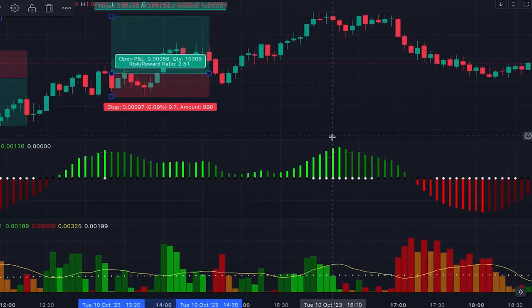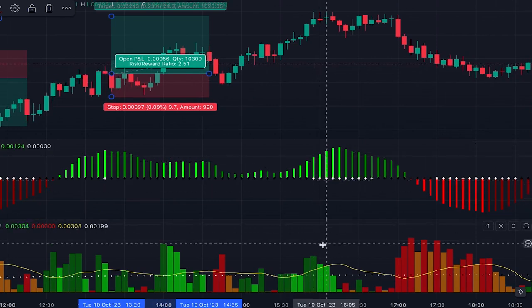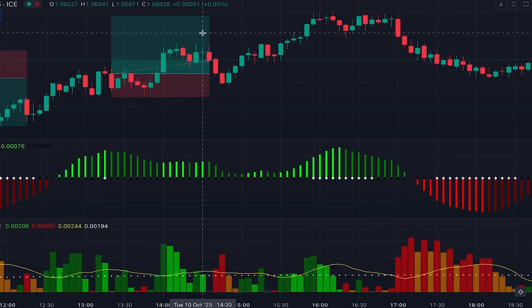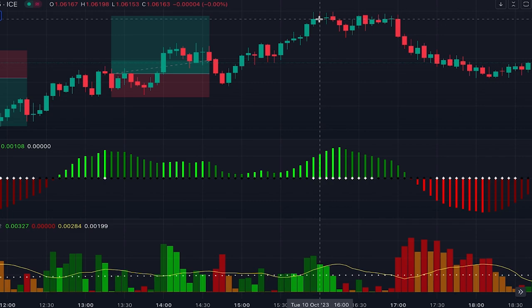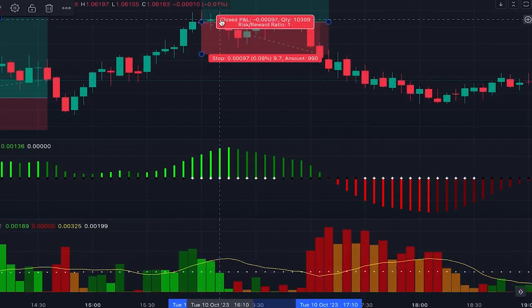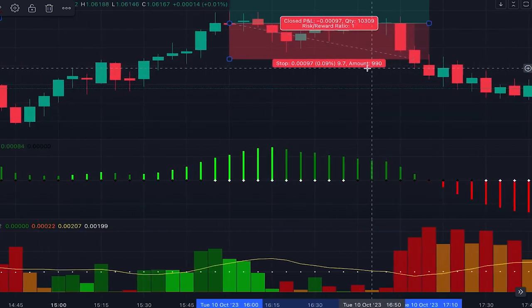Here again we got a white cross. The histogram is green, so it's a buy signal, and this indicator confirms the buy signal, and based on this signal we would enter a long position here at the opening price of this candle. But as you can see, this trade would end up in loss because after that the price declined, hitting our stop loss. And this is the important point that you must pay attention to.